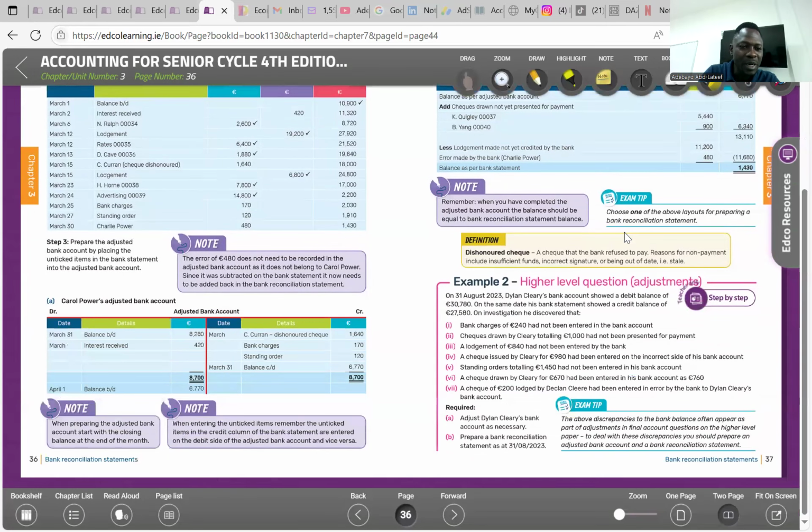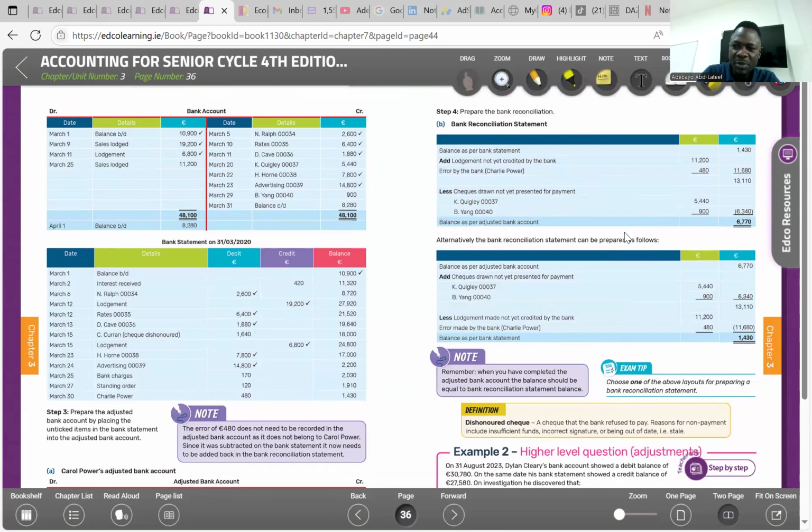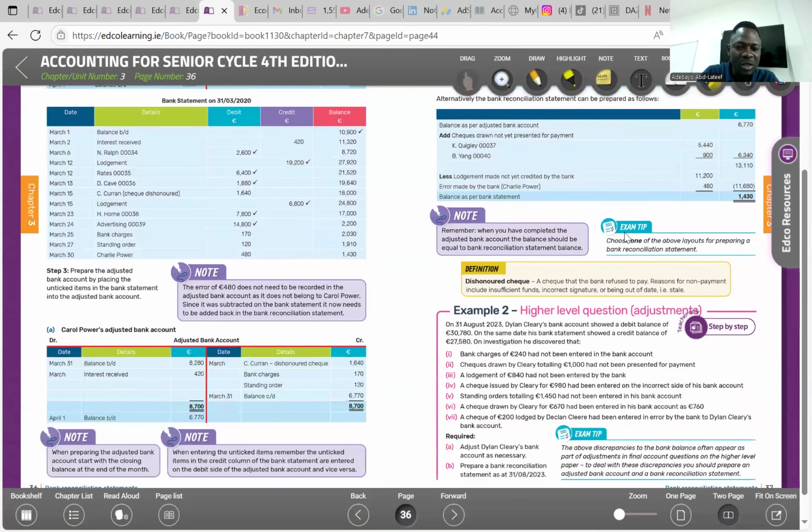So here our balance brought down is 6,770, which is the same here in our bank reconciliation statement. It has to be the same. The adjusted bank account must equal the bank reconciliation statement. In your adjusted bank account, what you have to do is your balance brought down, which is on the credit side of the bank statement. Then the interest received should be on the credit side of your bank statement also, because they belong to the business.